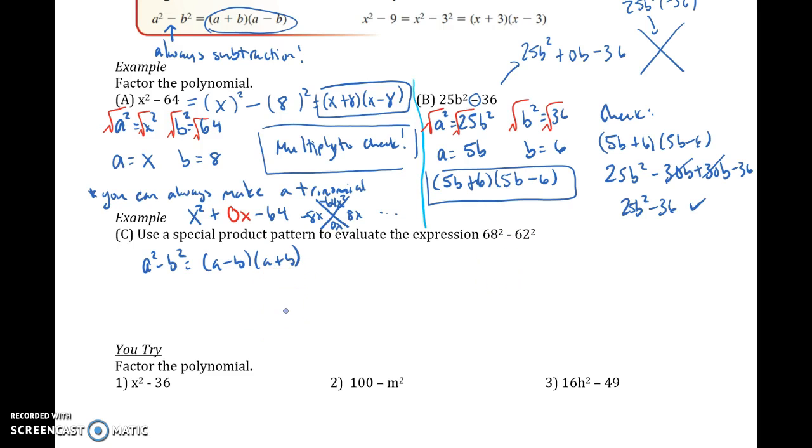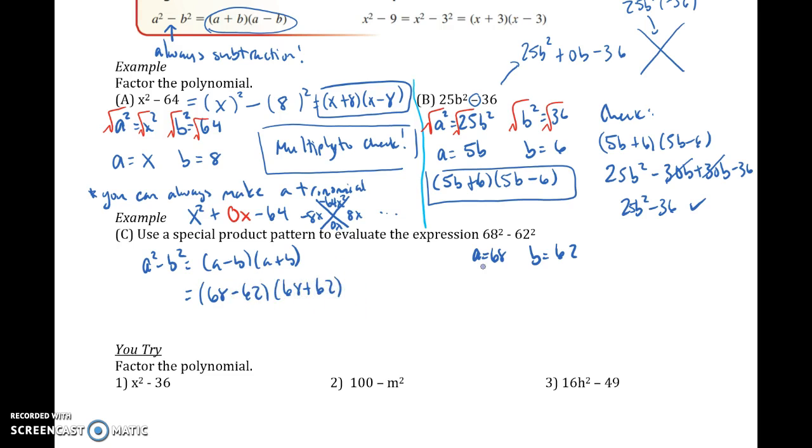So here, hopefully it's pretty simple. To get a, you just get rid of the exponent. So a is just 68. And b, same thing. We don't really care about 62 squared. We just want the base of that. And then I can plug it in. So this becomes 68 minus 62, and then 68 plus 62.